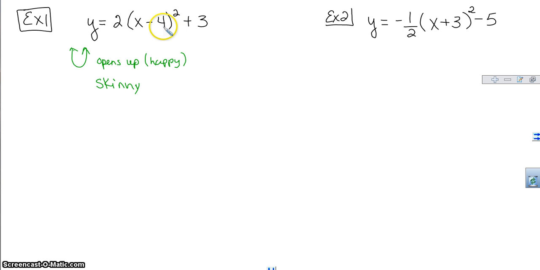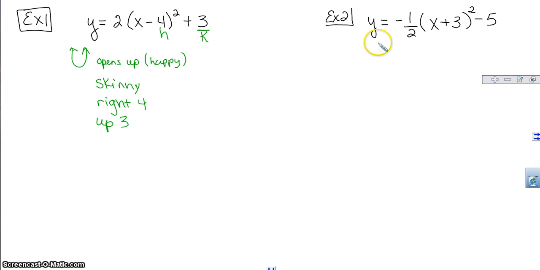The -4, now we talked about how, or I did on the previous screen, how this is going to be like a liar. So if it's -4 in here, it's actually going to move the parabola to the right 4 units. It's the opposite. And then 3 is going to tell the truth. So that's going to go up 3. Remember, this is horizontal. This over here is vertical. Left and right movement, up and down movement. So this will describe your graph for you.